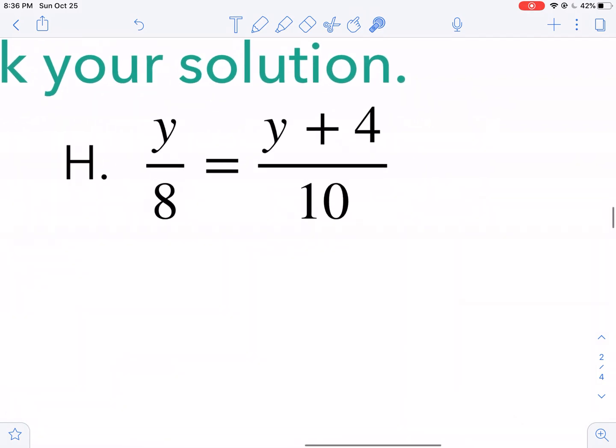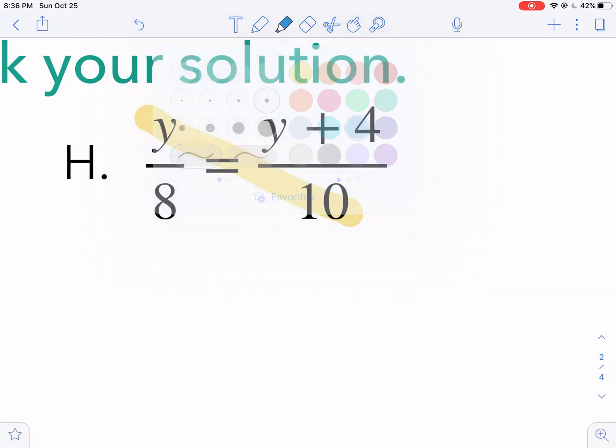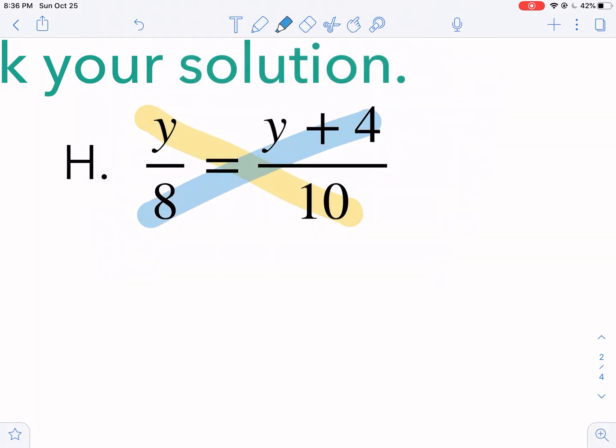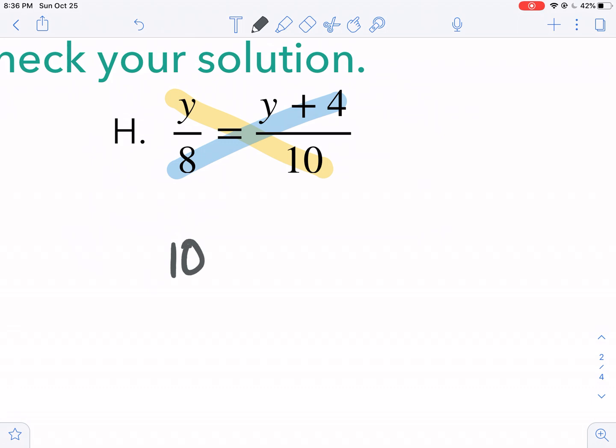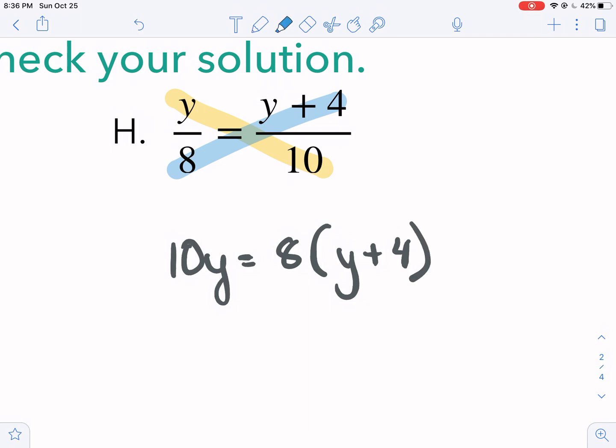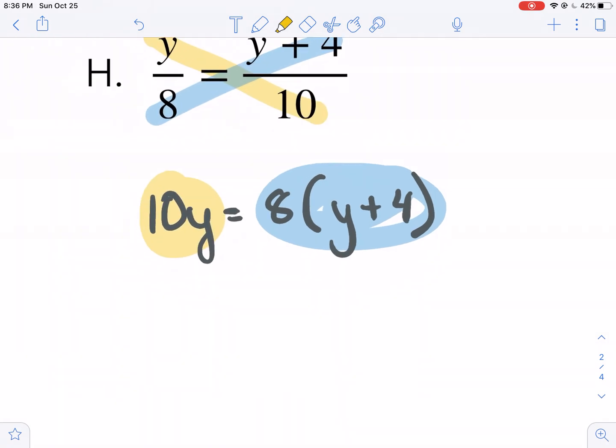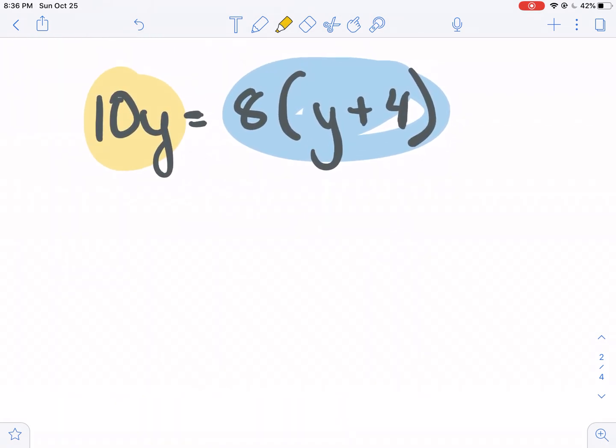But what happens when you have this and you have variables twice? Oh, man. Well, let's do what we know and see what happens. Okay, so y times 10 is the same thing as 10y, and 8 times y plus 4. Oof. Well, we did our cross multiply, and you know what, guys? If that did not make your lives easier, that's okay. What else do we know?